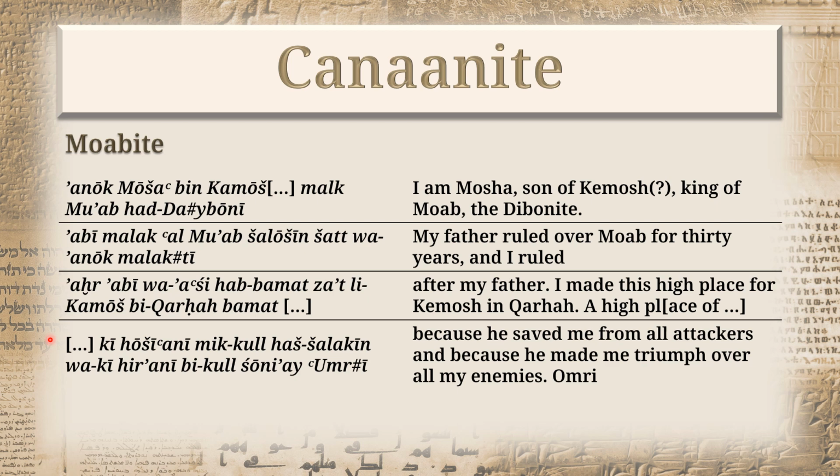But why did he make that high place? Ki hoshi'ani mikul hashalakin, because he saved me from all attackers. Wa ki hir'ani bikul shoni ai, and because he made me triumph over all my enemies. And then the next sentence starts with a proper name, Omri. So let's see what's happening with Omri.